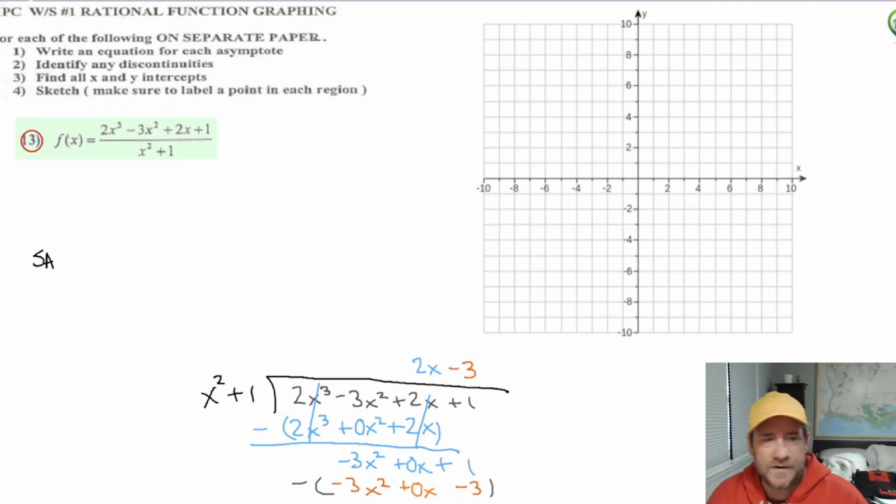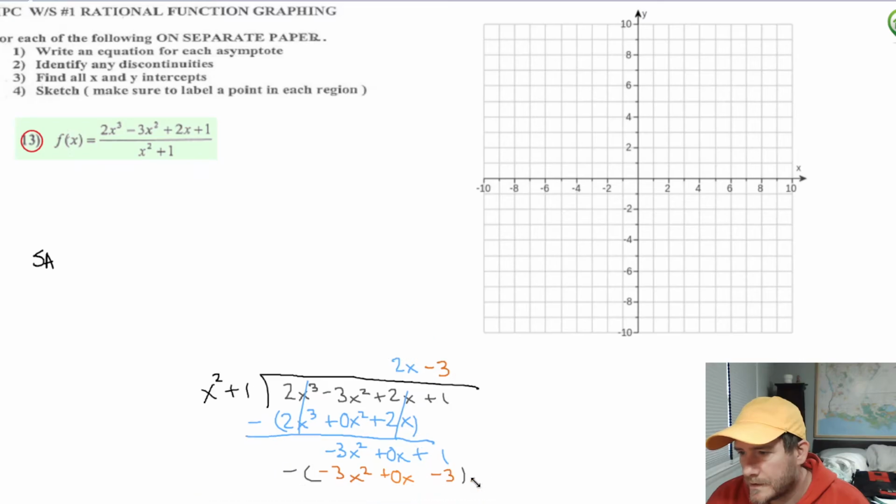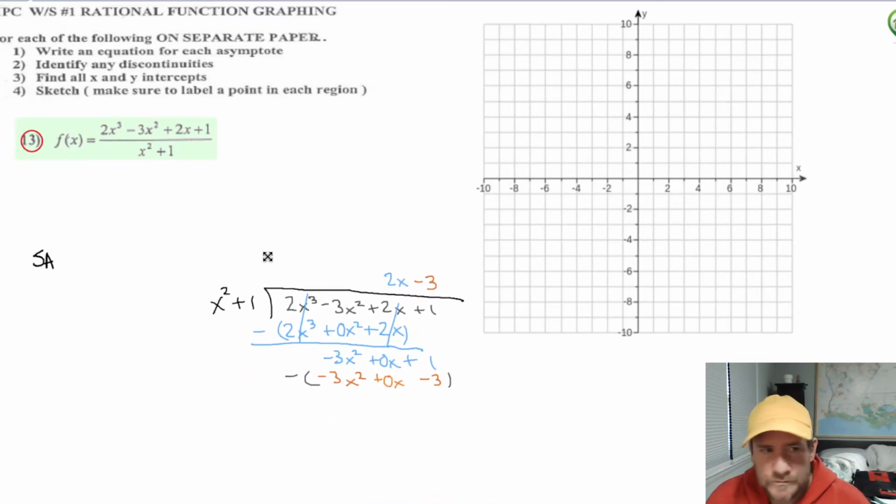Oh, I'm probably off the screen because things have changed a little. Make a little more room. Make a lot more room.